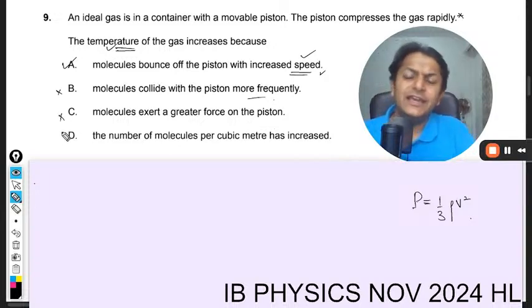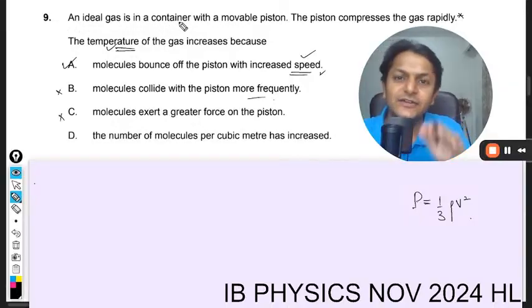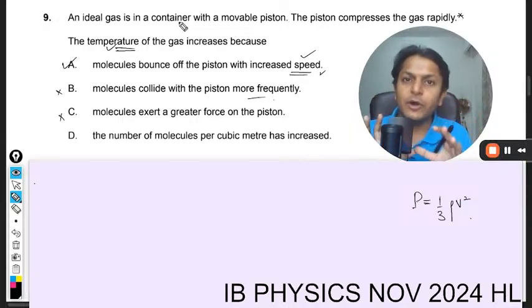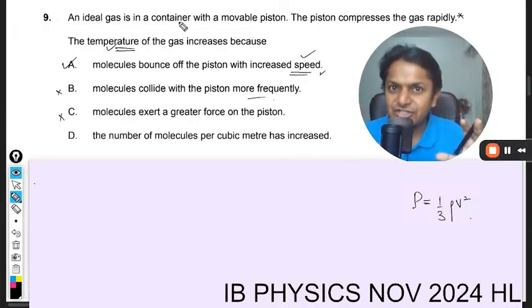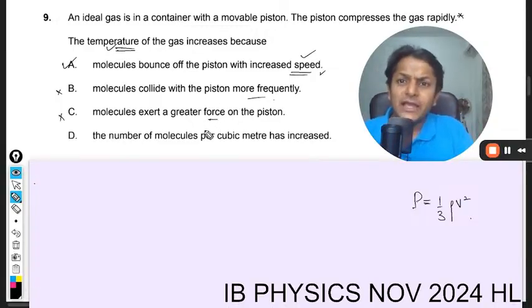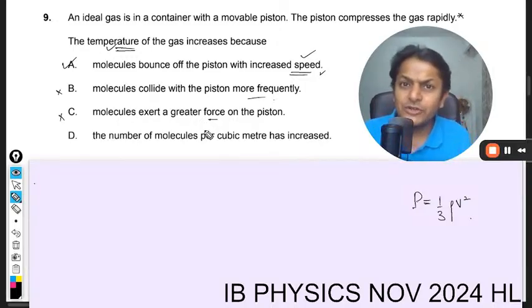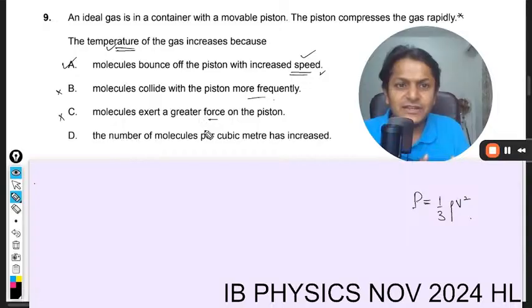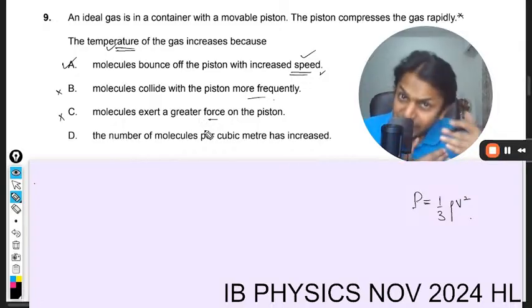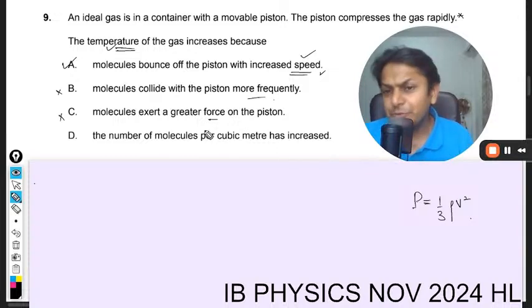I can only say that given this condition that the ideal gas is in a container with a movable piston, the piston compresses the gas rapidly. So you are actually talking about a certain context. So even this is not wrong. The pressure will be more. There is no doubt about it. The pressure is going to increase. So if the pressure is increasing, it means that the force has increased. So these are very near kind of options, I would say.